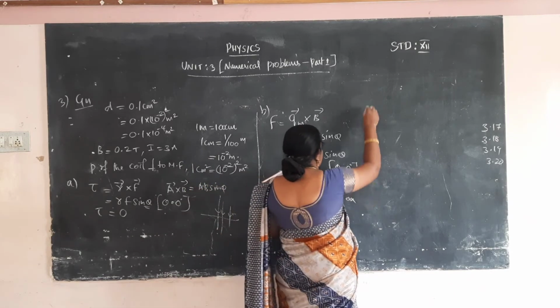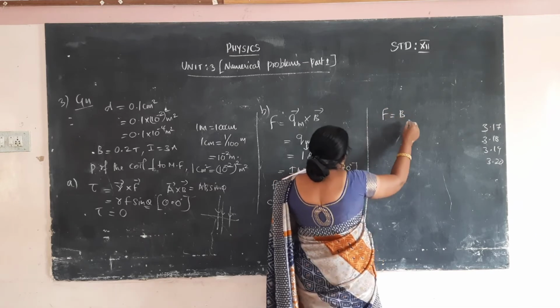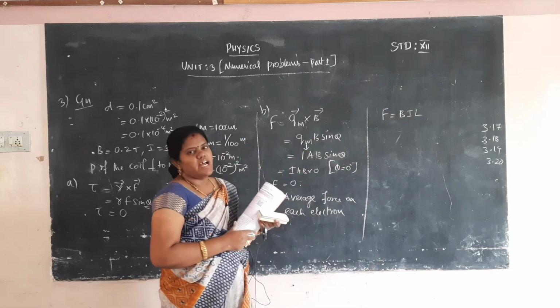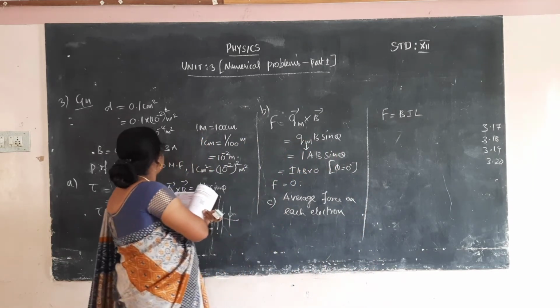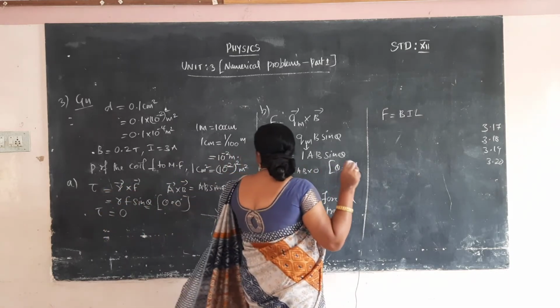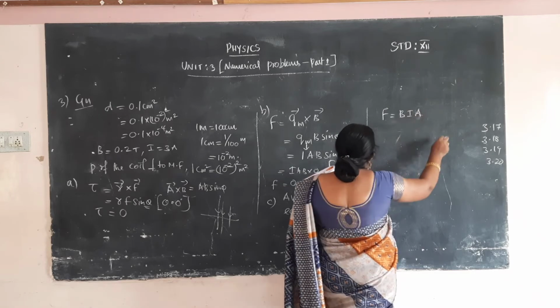Substitute the B value, the current value and the length value for the total force. Theta is not to be considered. So force is equal to BIL. Substitute the B value, the I value and the L value. L will be denoted as A, so this is the area.